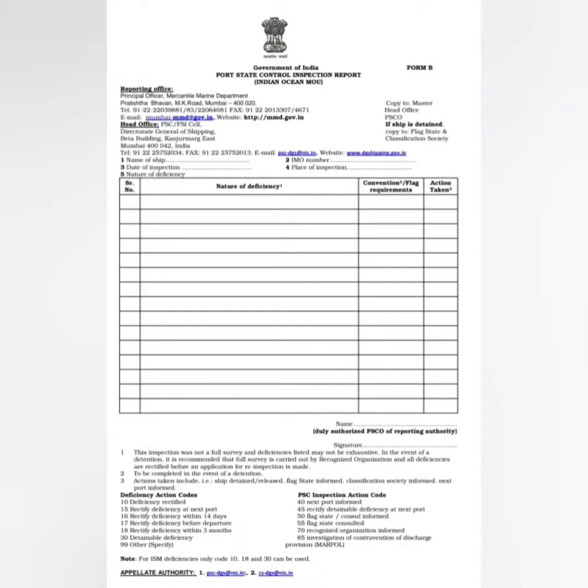And this is how Form B looks. It has the nature of the deficiency, what the convention of the flag state says about that particular thing, and then what the action taken is. Action taken is filled in using codes.